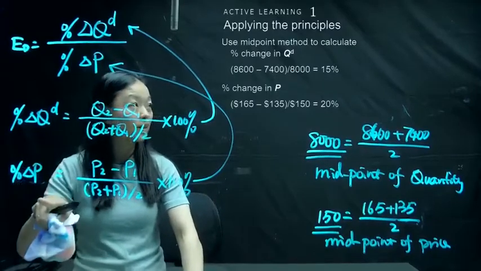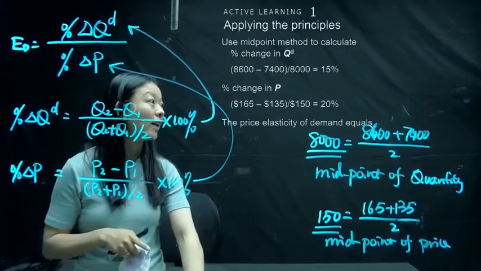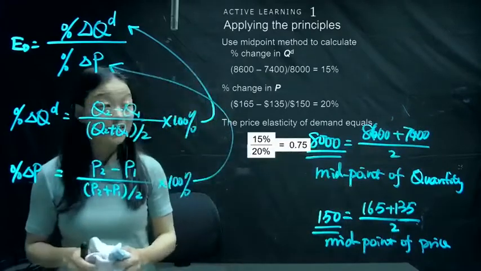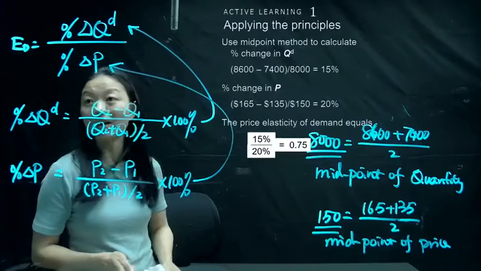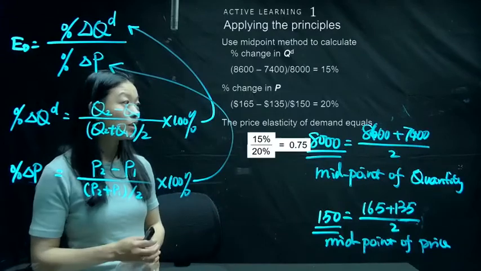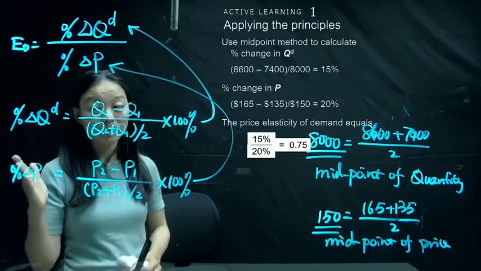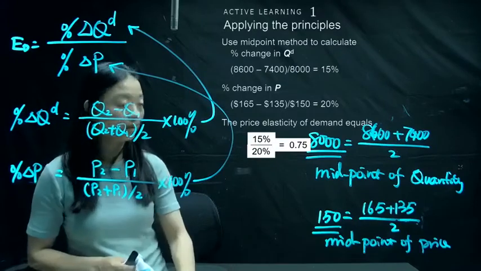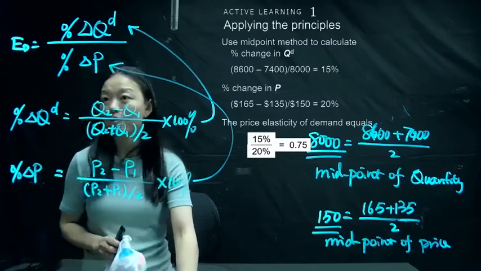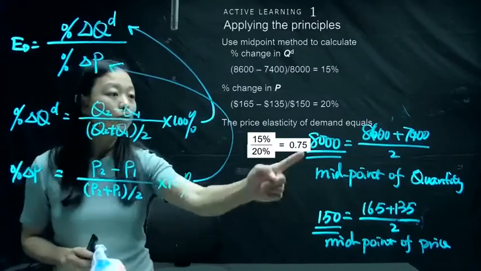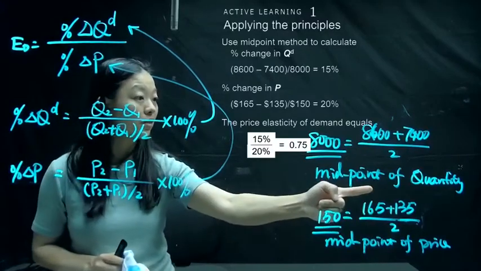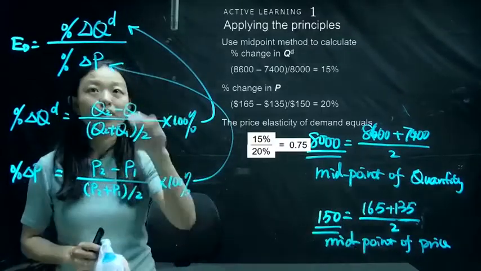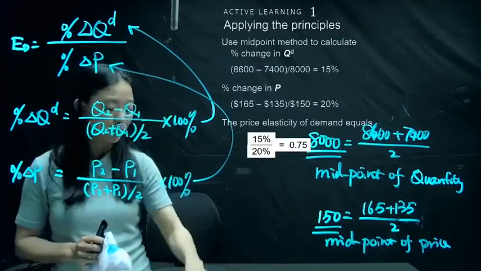quantity demanded and the price. And finally, we can get the price elasticity equal to 0.75. So this means when the price increases by 1%, the quantity demanded will decrease by 0.75%. All right, to understand this midpoint method, you need to first compute the midpoint of quantity and the price respectively, okay, and then plug them into this formula to compute it.